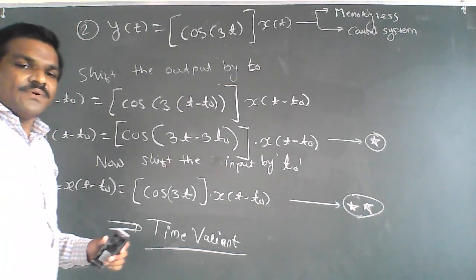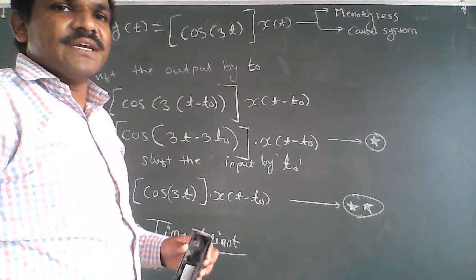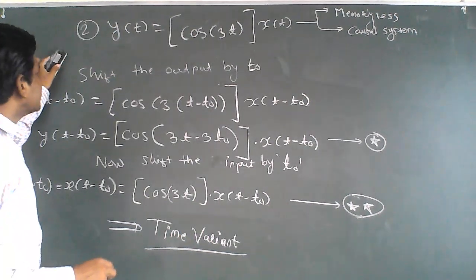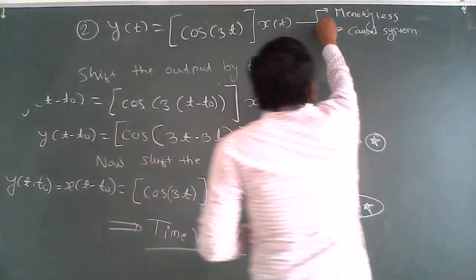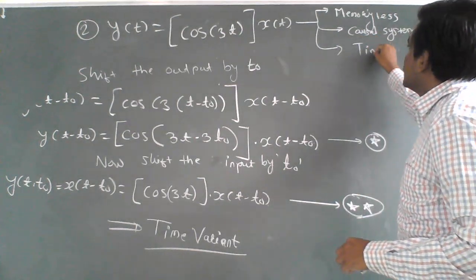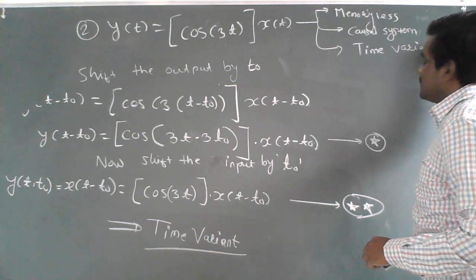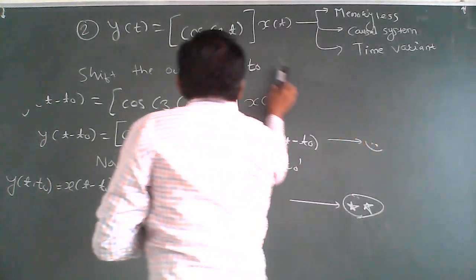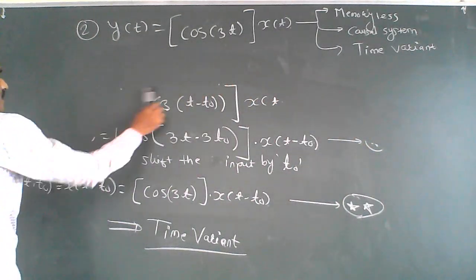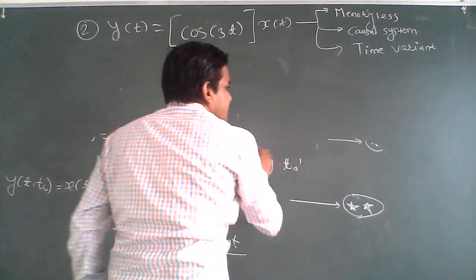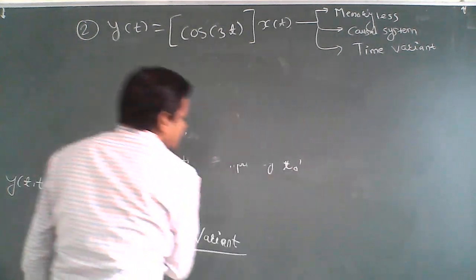Fine. Now let us go to the next property. The next property is the linearity property. So your system is time variant. Next is your linearity property. You will check whether the system is linear or not.